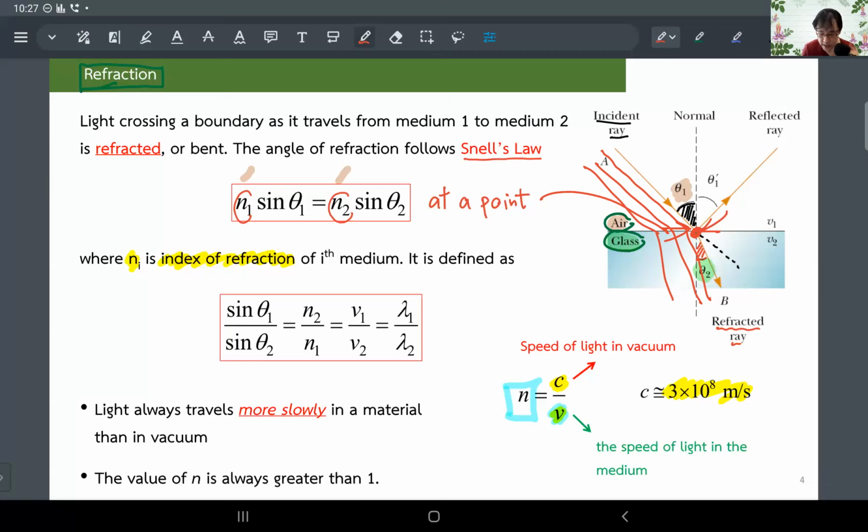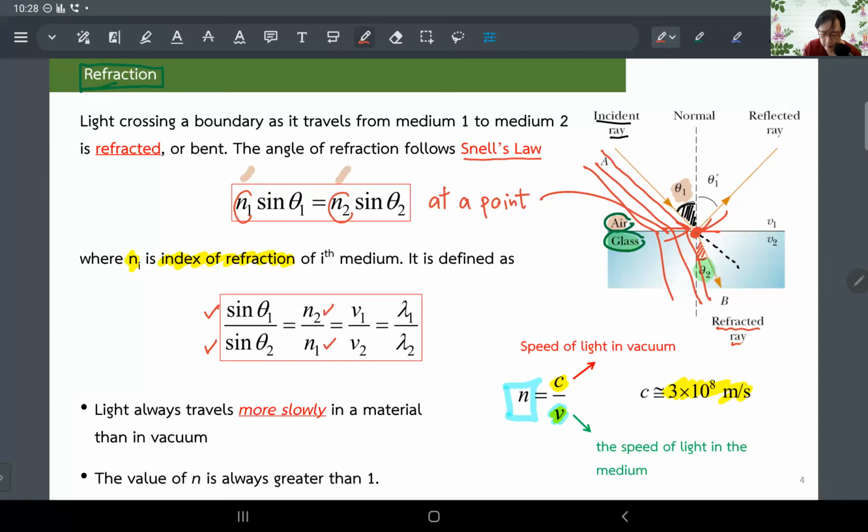All right. Before we start looking at that, there's one more step I would like to show you. Instead of writing this equation in this form, which is a product between the N and the sine of the angle, I can write it as a ratio. So I can take sine theta 1 over sine theta 2, and I just move N1 to the other side, so it's going to be N2 over N1. No big deal.